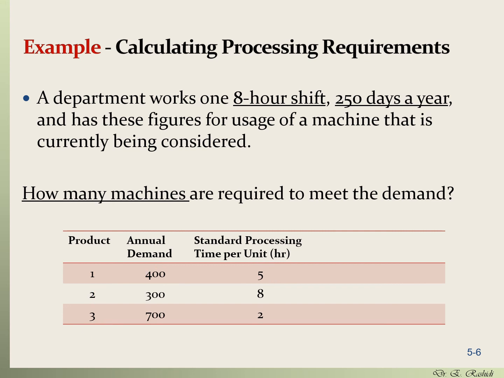For product 2, the estimated annual demand is 300, and the standard processing time per unit is 8 hours. That means it's going to take 8 hours of processing time for the equipment or the machine to produce 1 unit of product 2. The figures for product 3 are 700 annual demand estimation, and the standard processing time is 2 hours. So now, try to solve this problem. Use the formula to estimate the number of equipment that this business requires.